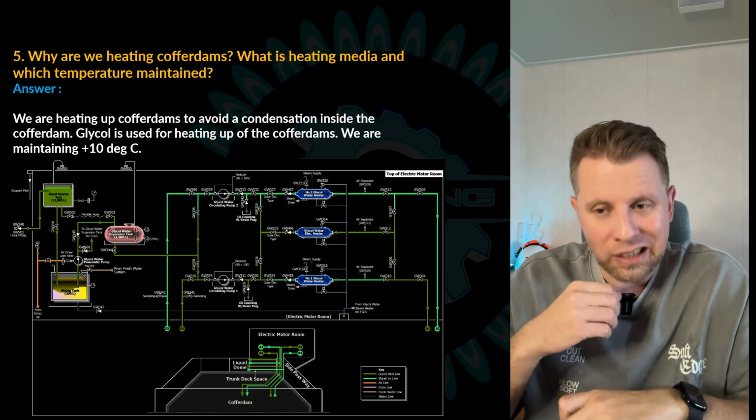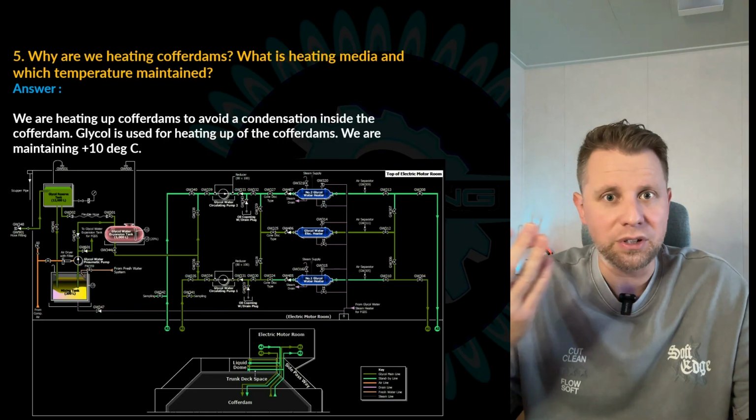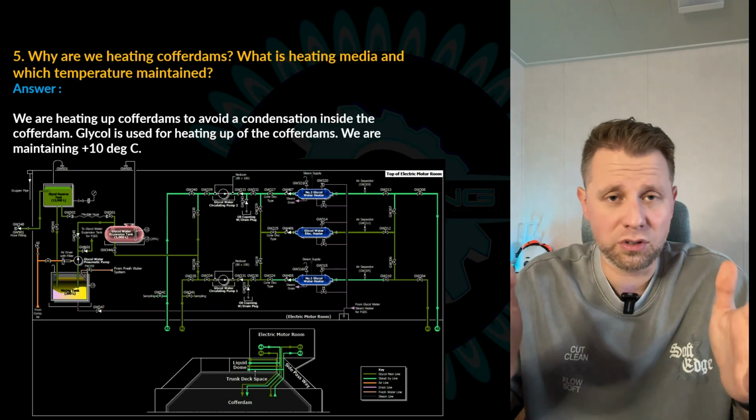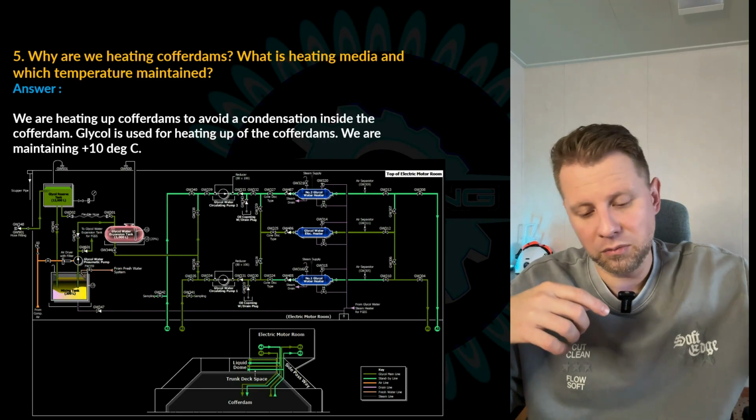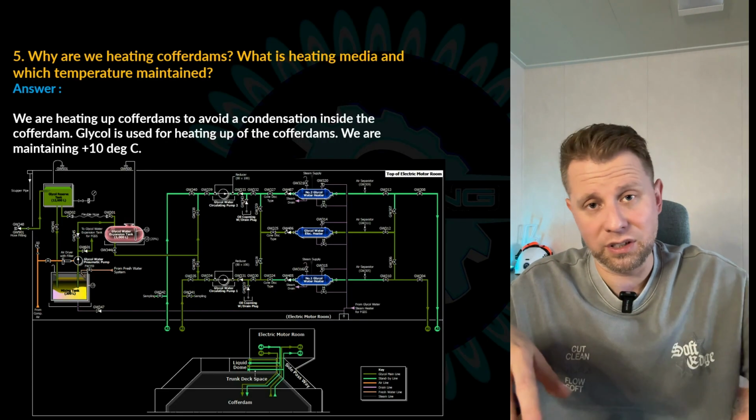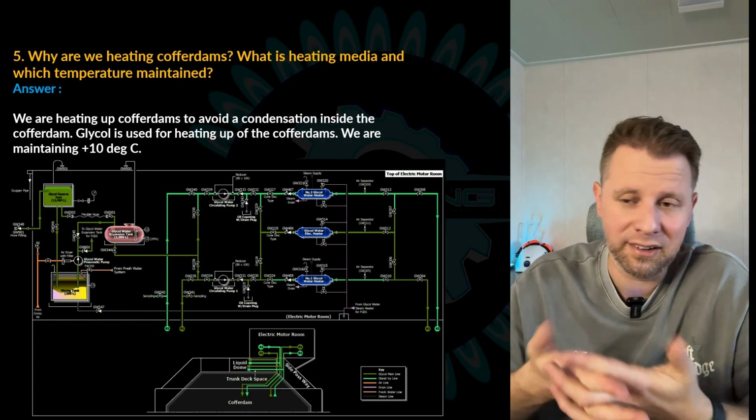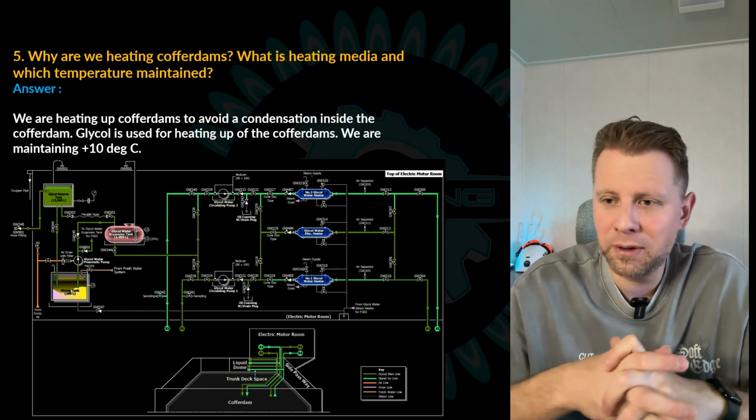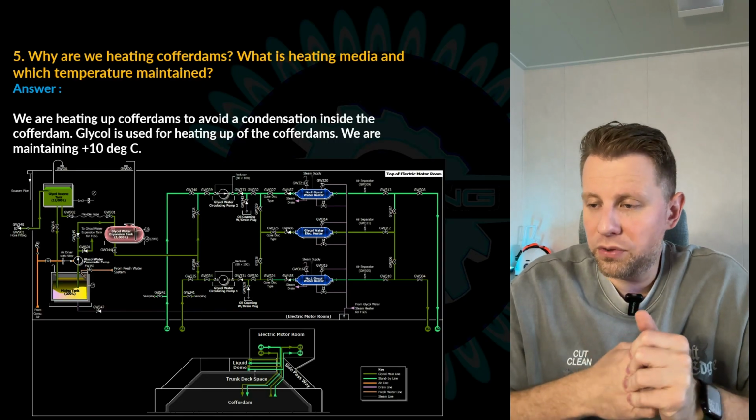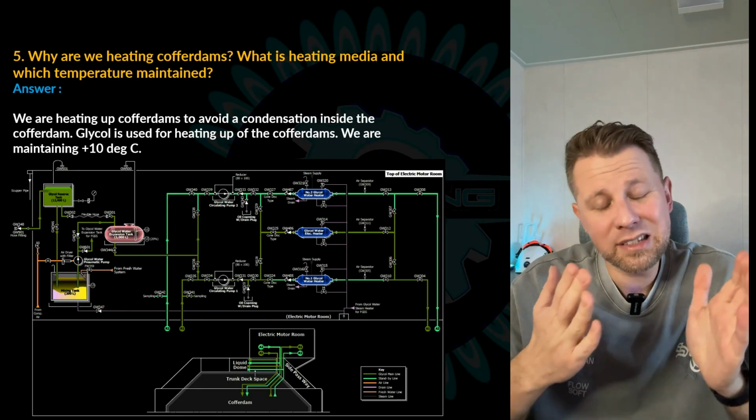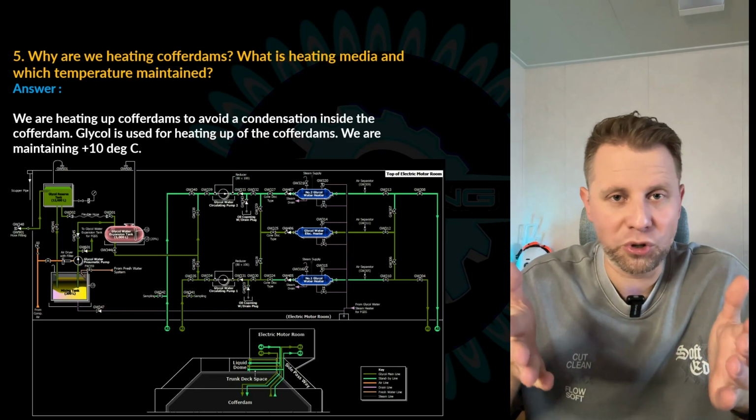We heat them to avoid condensation inside the cofferdams, because there would be plenty of moisture due to differences in temperature. It can also be seen in the duct keel under the cargo tanks. You can see how moisture is there because there is no actual heating there, so it's visible. Glycol is used for heating the cofferdam, and we are maintaining from +7 to +14. It depends on the project of your vessel.